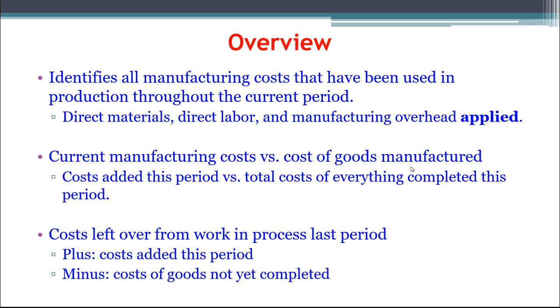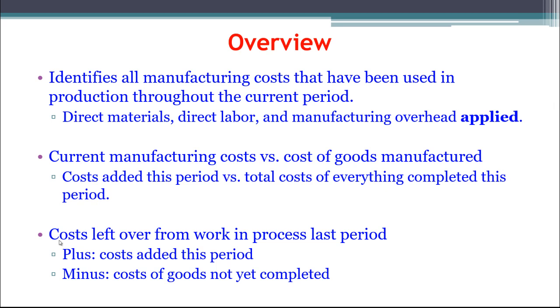And as we said before, the cost of goods manufactured is all the costs of everything we completed this period, regardless of when those costs were added. Whereas the current manufacturing costs are just those added this period. The current manufacturing costs are necessary to calculate the overall cost of goods manufactured.